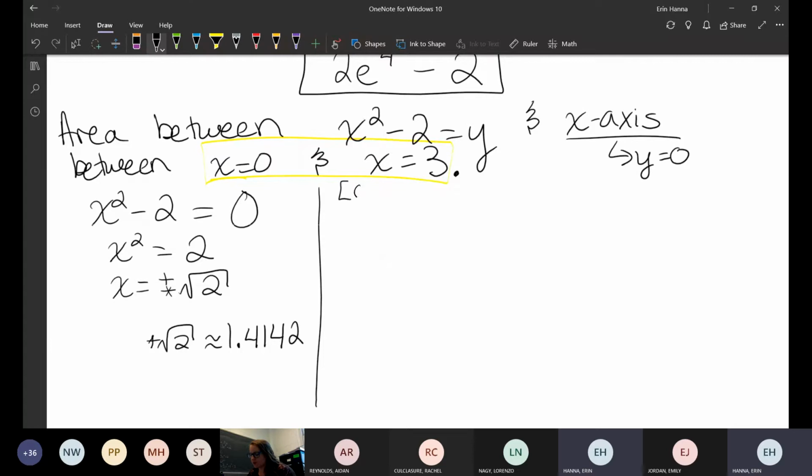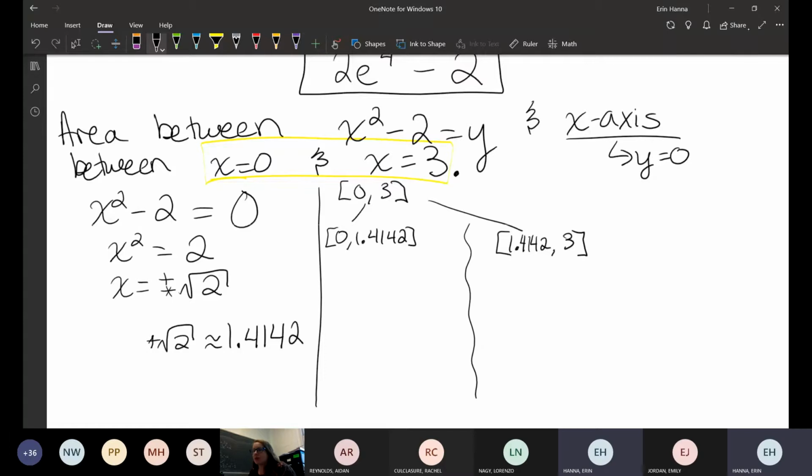So we were originally going from 0 to 3, but now that we found this number here, we're going to have to split it up into 0 to 1.4142 and 1.4142 to 3. Now you can do this algebraically, because remember the next point is we need to figure out which one's on top of the other. So we can do that algebraically. I'll also do it graphically in a second.